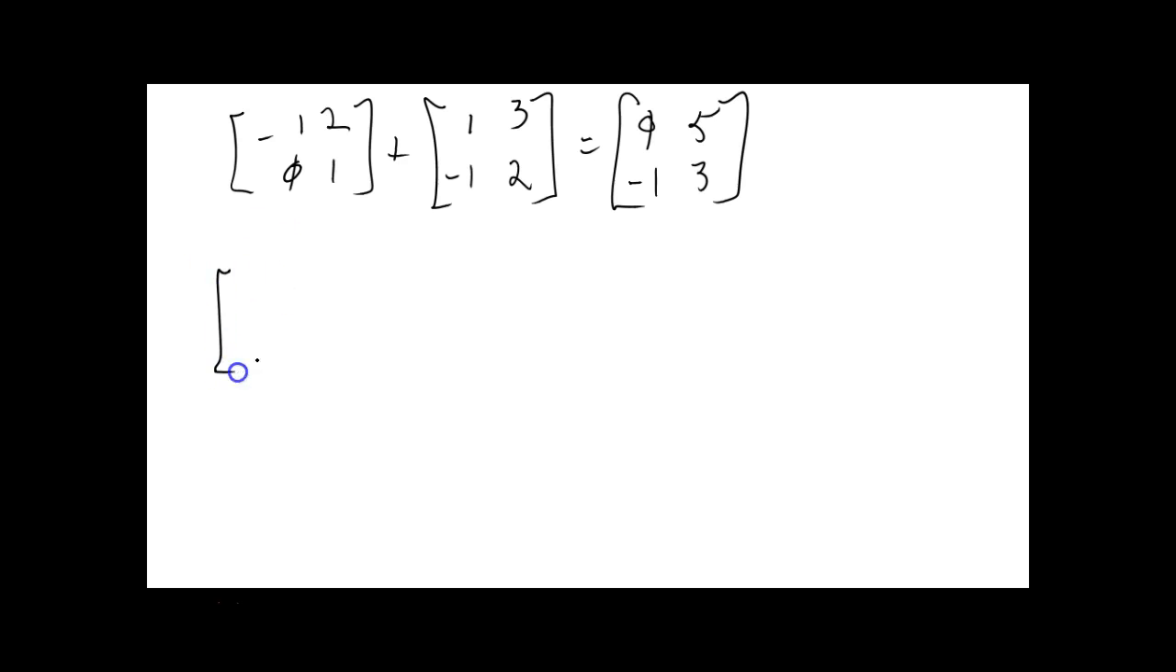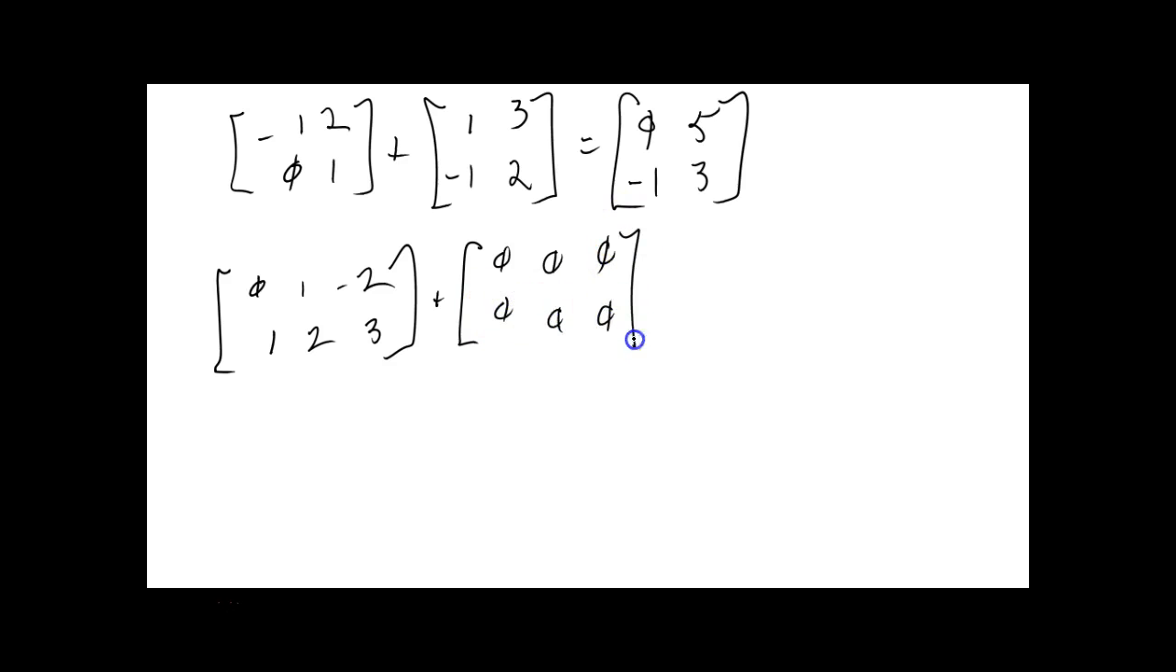This is B, 0, 1, -2, 1, 2, 3. And you're adding to that. And what size is that first one? 2 by 3, excellent. Adding to that, this really creative matrix here, 0, 0, 0, 0, 0, 0. Can you add those? What size is the second one? 2 by 3. Can you add them? Okay, do so. You might need your calculators.